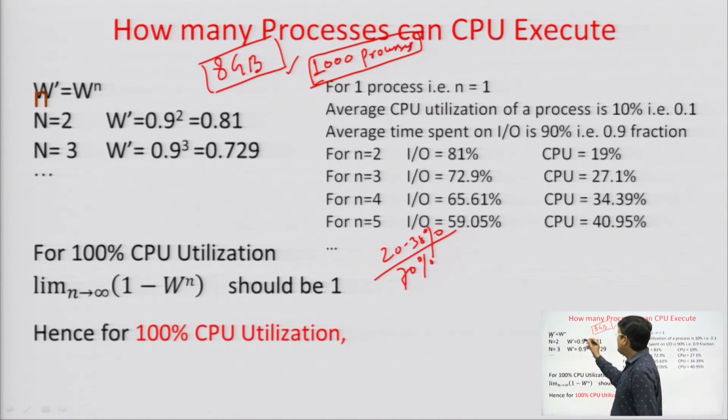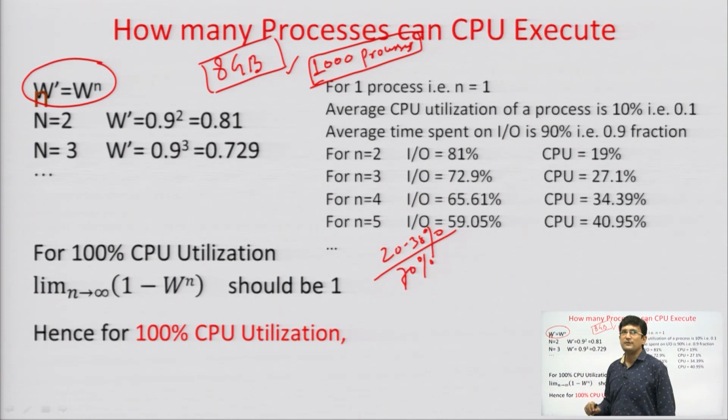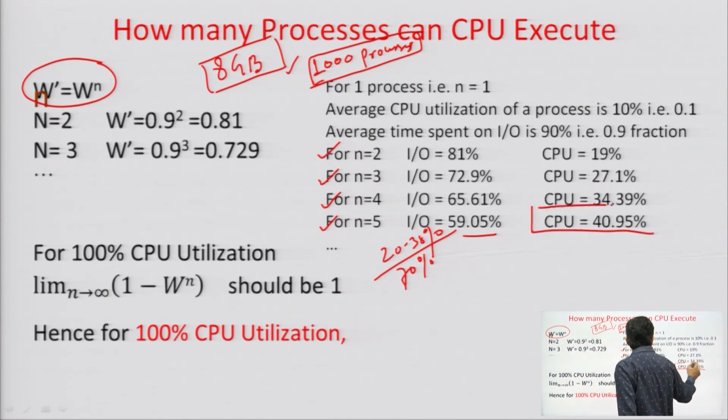With the formula p dash equals p raised to the power n, you can find out how much time the IO operations require. As you increase the number of processes, or the degree of multiprogramming, in your system, the time for the IO operation goes down in percentage, and CPU utilization increases.